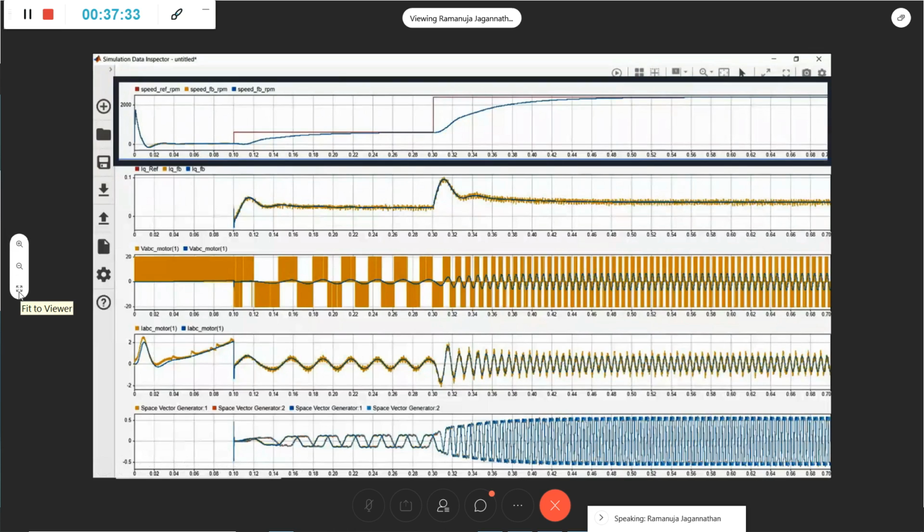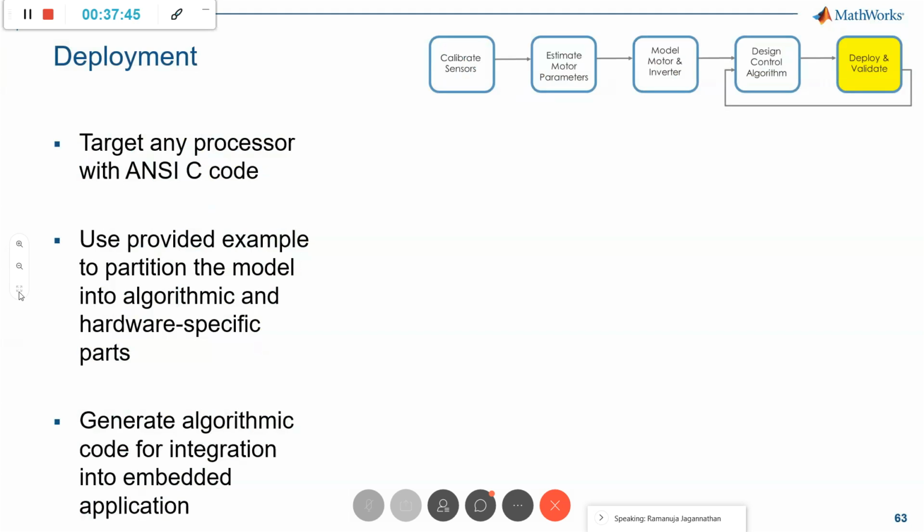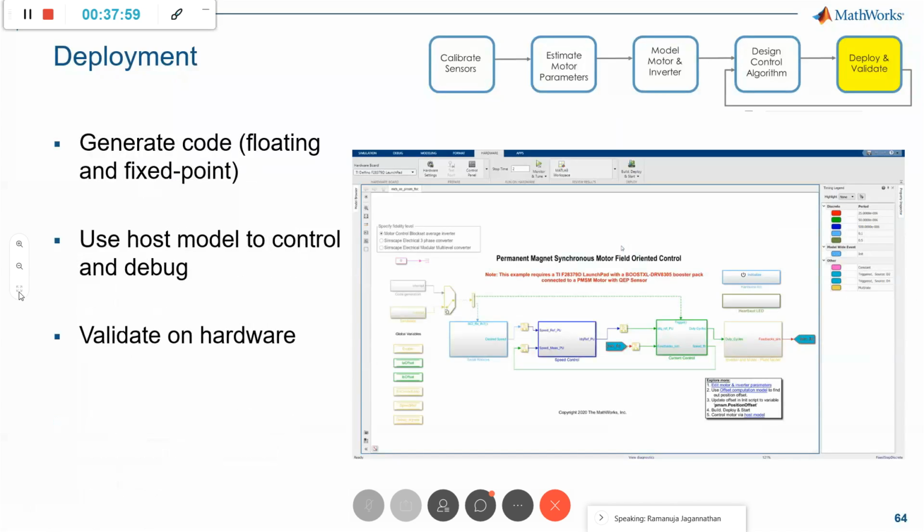Now you could use this kind of simulation results to fine-tune your control gains, or go back and reiterate your design process and change some of the design parameters. Once you're satisfied with the design in a simulation environment, the next step is typically to deploy the algorithm into C code, which can be done using some of the coder products we provide. So Simulink models can be deployed to ANSI C code, which can target any processor. And we support both floating point and fixed point implementation.